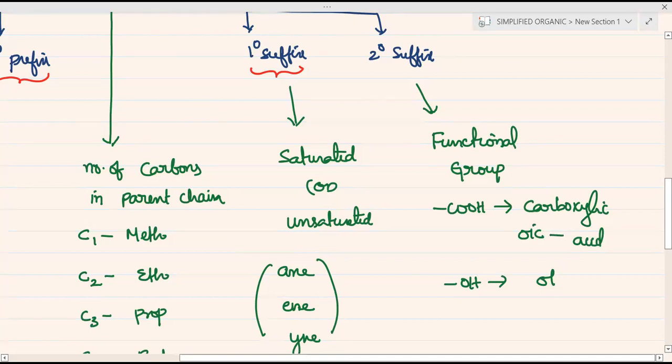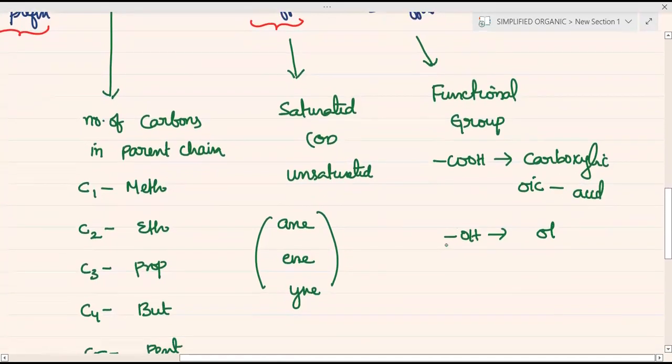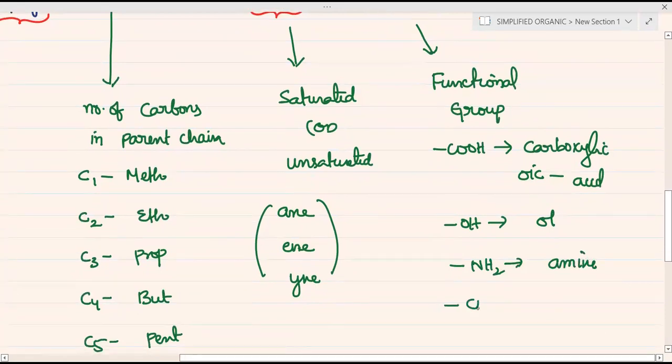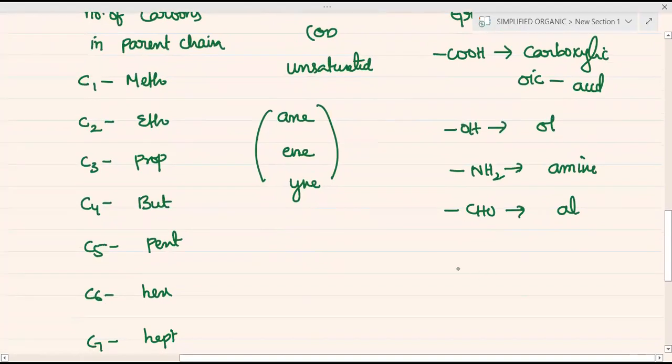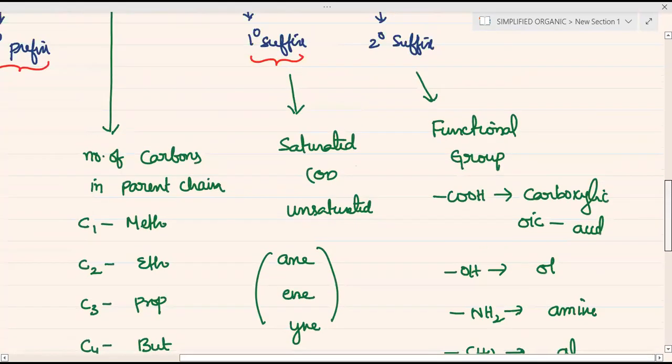If it is alcohol, it is called ol. If it is NH2, it is called amine. If it is an aldehyde functional group, it is called al. If it is a ketone functional group, that is called one, etc. So the secondary suffix gives the information of the functional group.